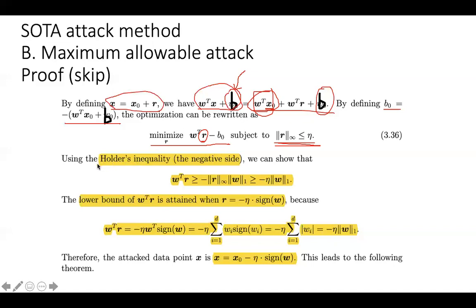Here we use a lemma called Holder's inequality. You don't need to know the details. It can find the lower bound for W transpose R, because we want to minimize, so we need to find the lower bound. The lower bound is of this form, and we can show that the lower bound is attained when R is equal to minus eta times the sign of W. Thus we prove that the optimal R is just minus eta times the sign of W.